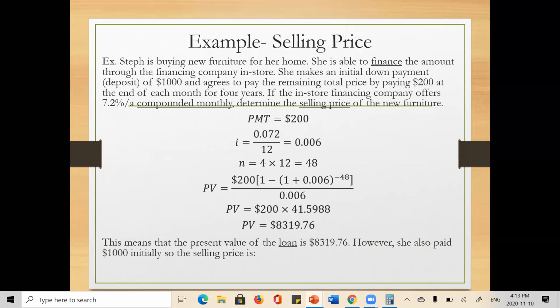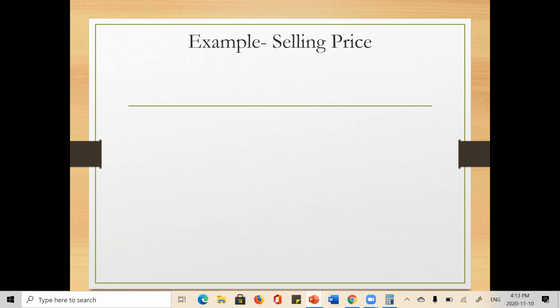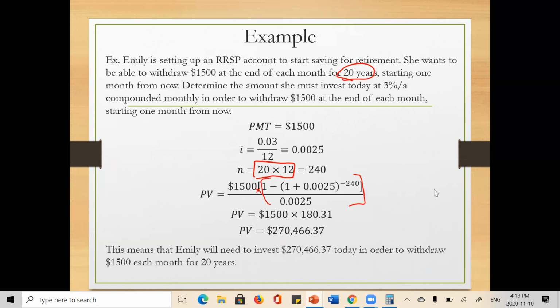So going back to the last example that we just finished. We're told here that we have a regular payment of 1,500. We're told the interest rate is 3%, right? So it's 3% right here, and we're told that we do this for 20 years, and it's monthly.